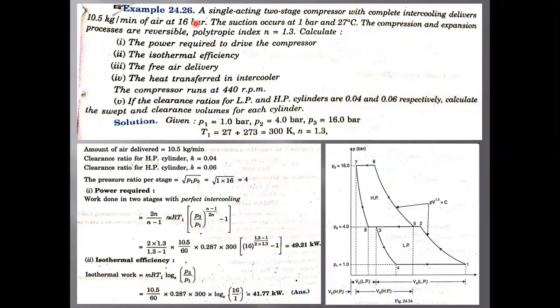Okay, so this is the last problem. A single acting two stage compressor with complete intercooling delivers 10.5 kg per minute of air at 16 bar. See here, the m value is given, 10.5 kg per minute of air at 16 bar. What is this? Single acting two stage compressor with intercooling. Okay, delivers, delivery pressure here.